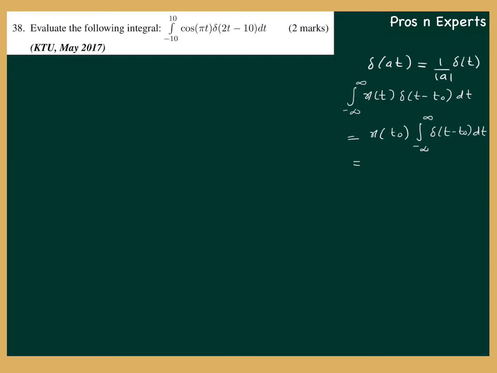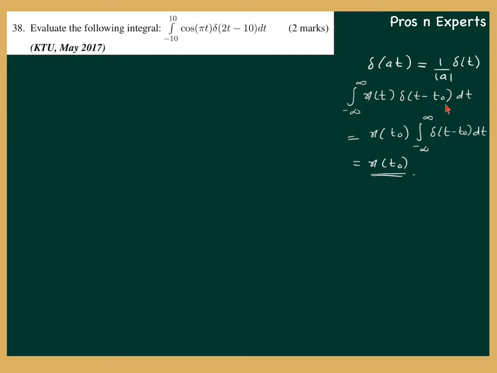Okay, the value of the integral will be 1. So the answer will be x of t0. This is the shifting property of the impulse. In other words, you have to remember this property very well. Just memorizing this property may lead you to end up in error.